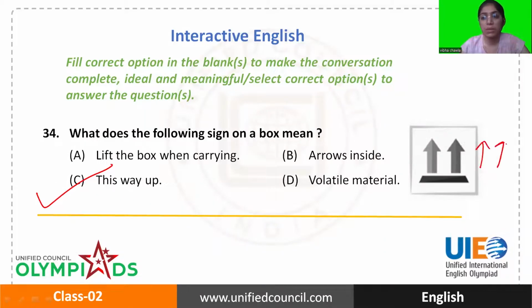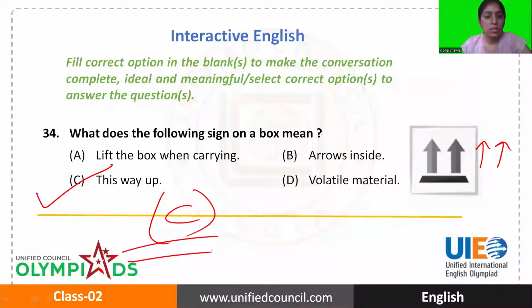Now, the sign this way up on a box indicates the correct orientation in which the box should be handled or stored. Okay, it's the correct orientation that you have to lift the box like this. You have to handle it like this or store it like this only, not that way. So basically it instructs handlers to keep the box in a specific position to prevent damage to its contents, right? So it is option C.